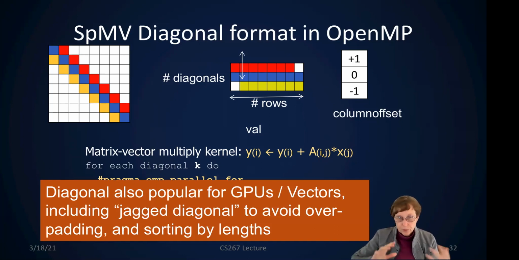And there's also what are called jagged diagonal formats, where if your diagonals really have very different sizes, what you might do is sort the diagonals by the different sizes and put them into groups and pad them out for a set of diagonals that are roughly the same size. So you don't have too many extra zeros padded in there. And then separately have loops that work on the different chunks that have very different sizes.